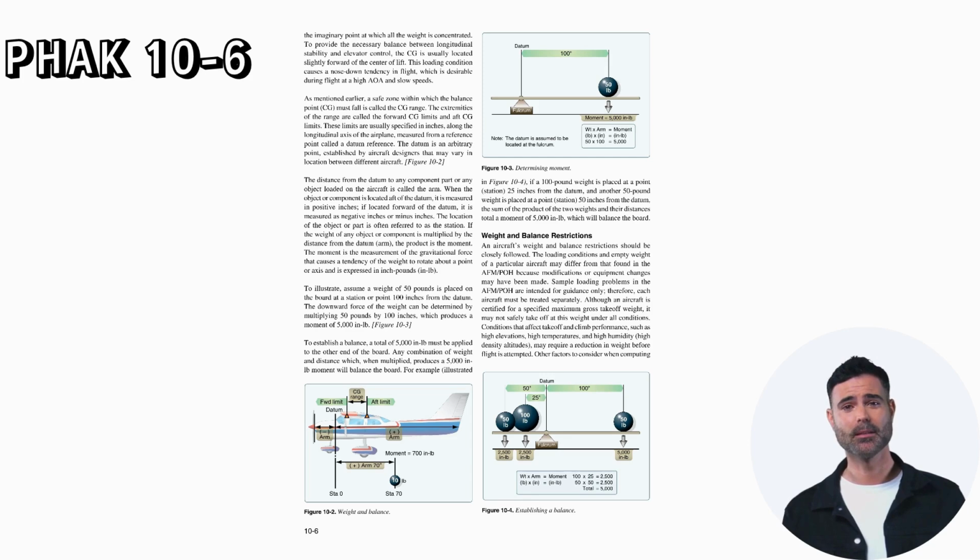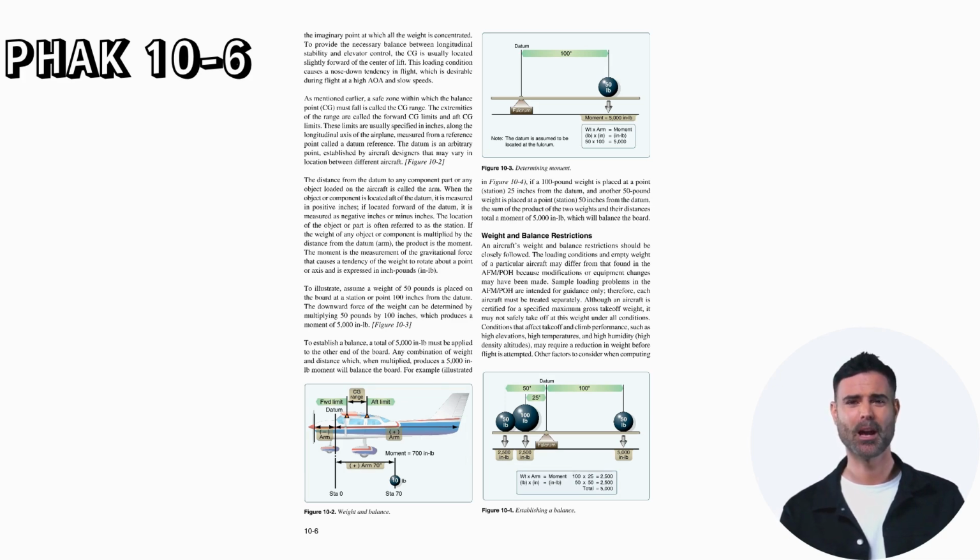As mentioned earlier, a safe zone within which the balance point, CG, must fall is called the CG range. The extremities of the range are called the forward CG limits and aft CG limits. These limits are usually specified in inches along the longitudinal axis of the airplane, measured from a reference point called a datum reference. The datum is an arbitrary point established by aircraft designers that may vary in location between different aircraft. The distance from the datum to any component part or any object loaded on the aircraft is called the arm. When the object or component is located aft of the datum, it is measured in positive inches. If located forward of the datum, it is measured as negative inches or minus inches. The location of the object or part is often referred to as the station.